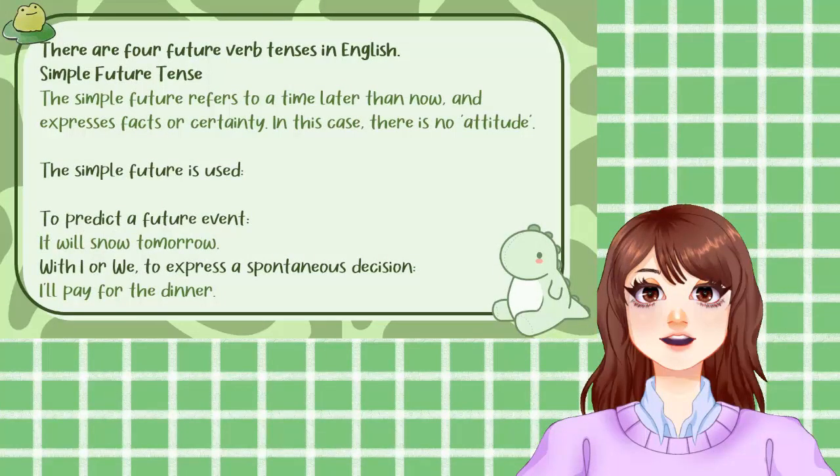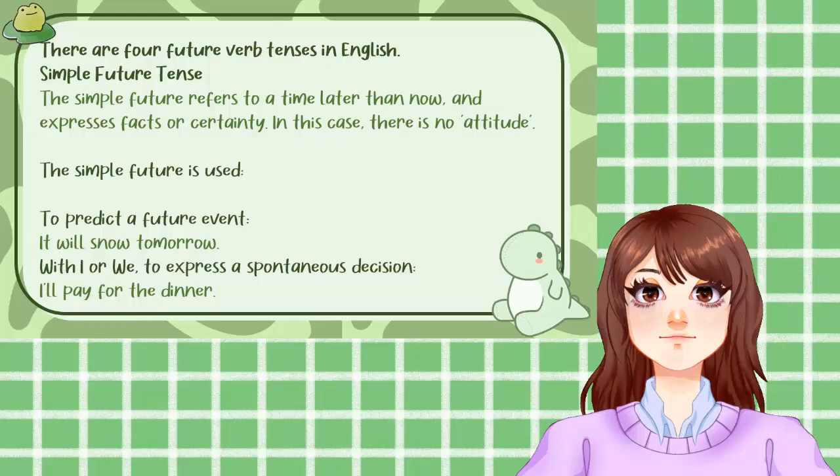The first one is the simple future tense. The simple future refers to a time later than now and expresses facts or certainty. In this case, there is no attitude. The simple future is used to predict a future event. For example, it will snow tomorrow. With I or we to express a spontaneous decision.